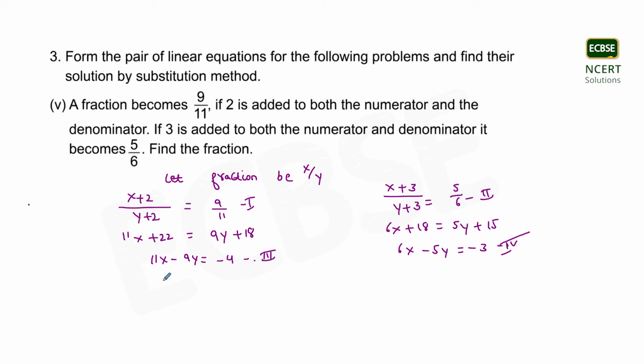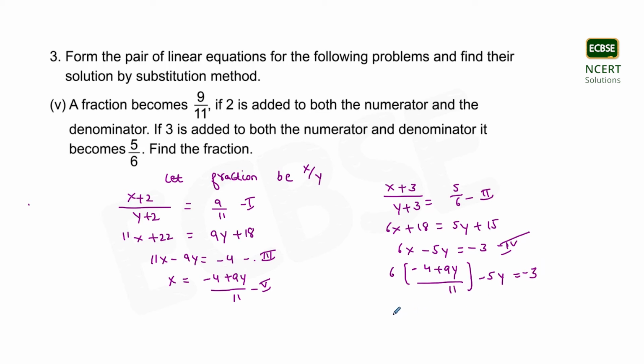Okay, now from equation first, or we can say from equation third, which is a simplified form of equation first, the value of x comes out to be equal to minus 4 plus 9y divided by 11. So let this equation be the fifth equation. Now substitute this value of x in the fourth linear equation. So substituting it, x is minus 4 plus 9y divided by 11, then minus 5y is equal to minus 3.